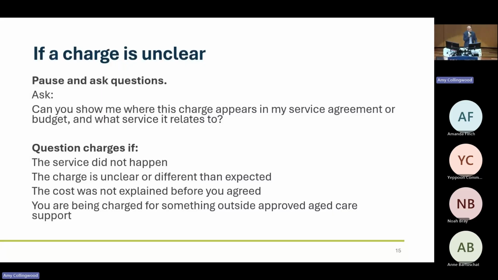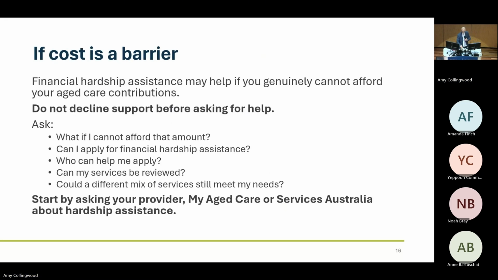So always take the time when you've got that, have a look at it, and if it doesn't match your expectations, set that time to review it with the person that's working with you from your provider to make sure that you're comfortable and you're clear. Again, if cost is a barrier, financial hardship assistance certainly can assist. So don't decline support before asking for some assistance.